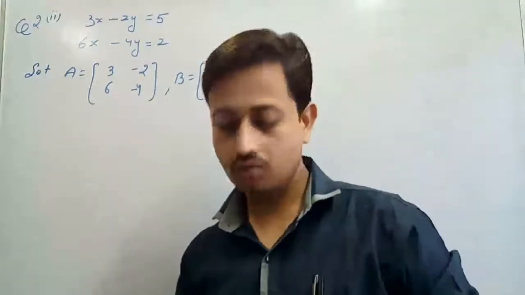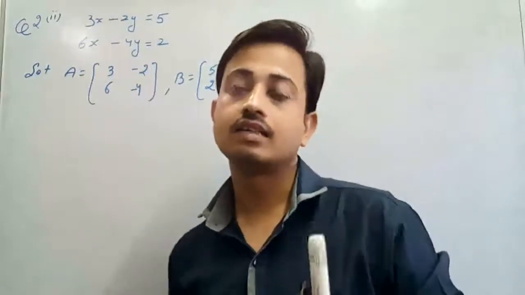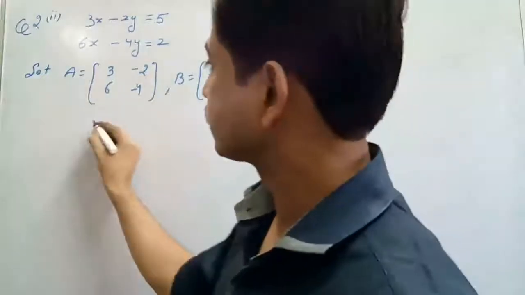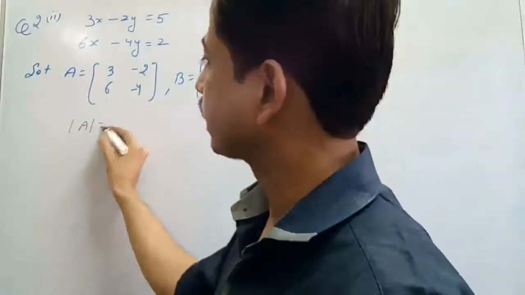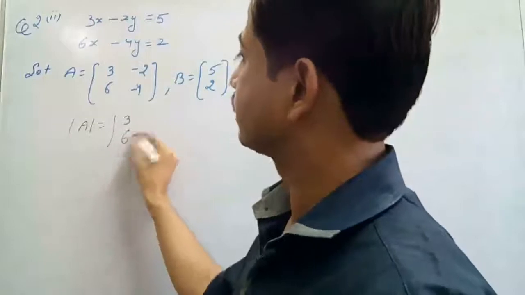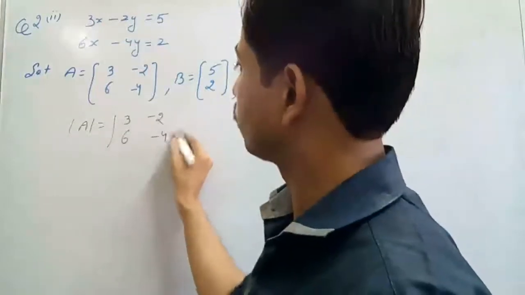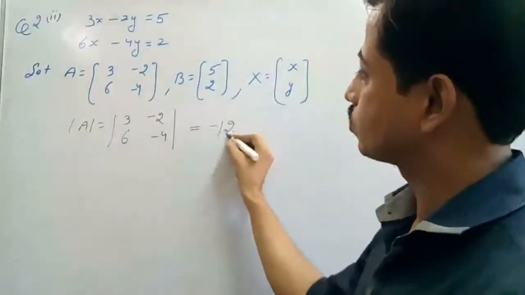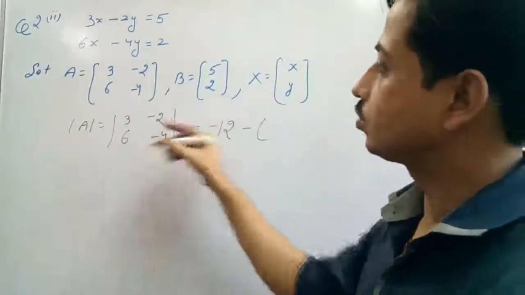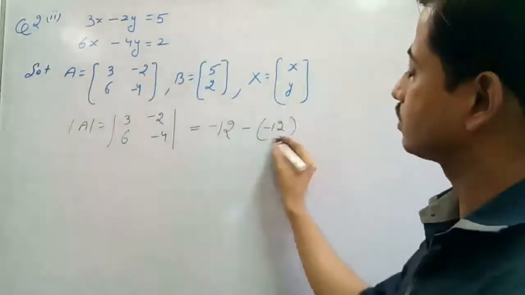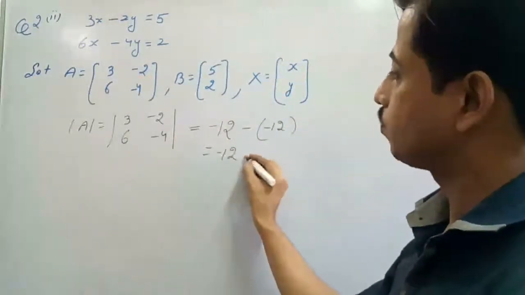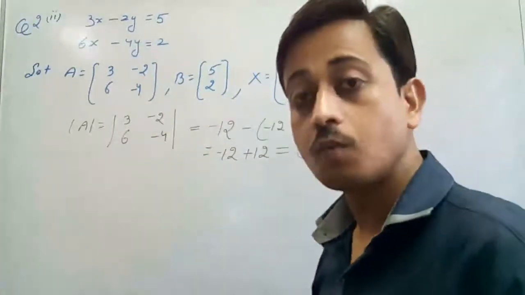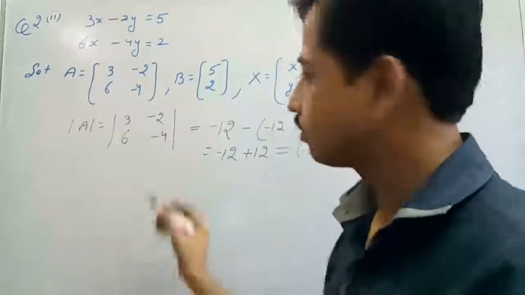Next step: you have to check whether the matrix is singular or non-singular, so you have to calculate the determinant. 3, 6, minus 2, minus 4. Now solve this. Minus 4 into 3, we get minus 12. Minus 6 into minus 2, plus 12. It means minus 12 plus 12, which is equal to 0. 0 means it's a singular matrix.